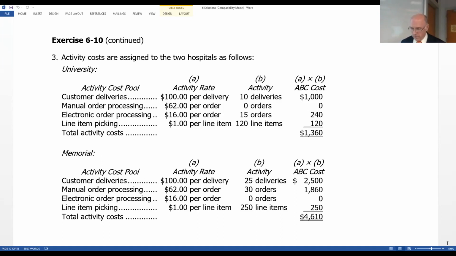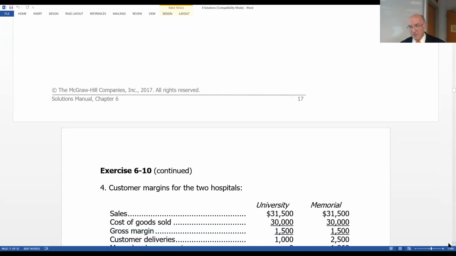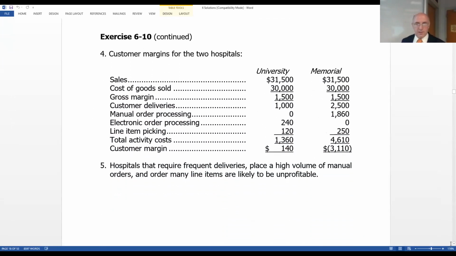What do you do? Do you drop Memorial as a customer? No, you just tell them we'll deliver once a month. No, you might not do that. You lose them. No. Life-saving stuff you deliver once a month. Not everyone will die. The people that need it on delivery day will live.